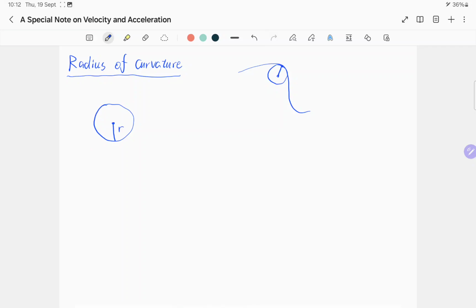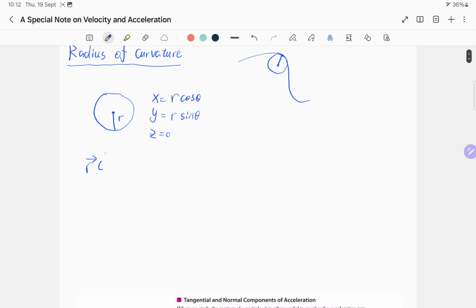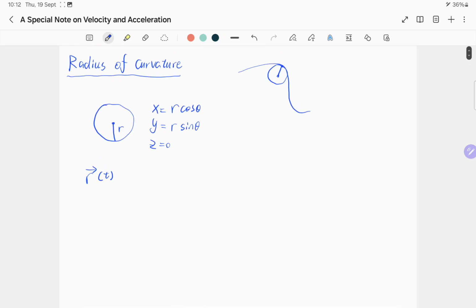what is its curvature? Let's write its expression first. Let's assume the circle is x equals r times cosine theta, and y equals r times sine theta, while z equals 0. So this is a circle on the plane z equals 0. Then the expression of the vector function is r cosine theta, r sine theta, and 0.